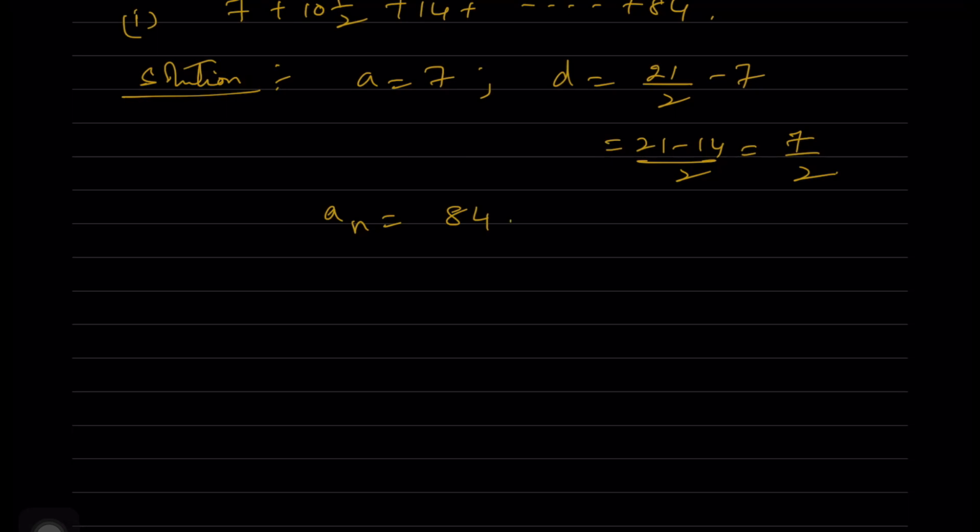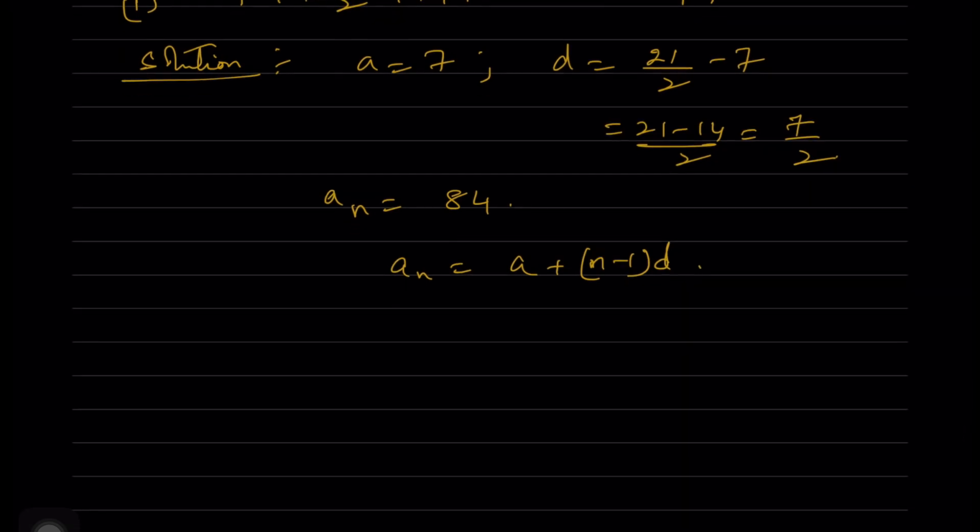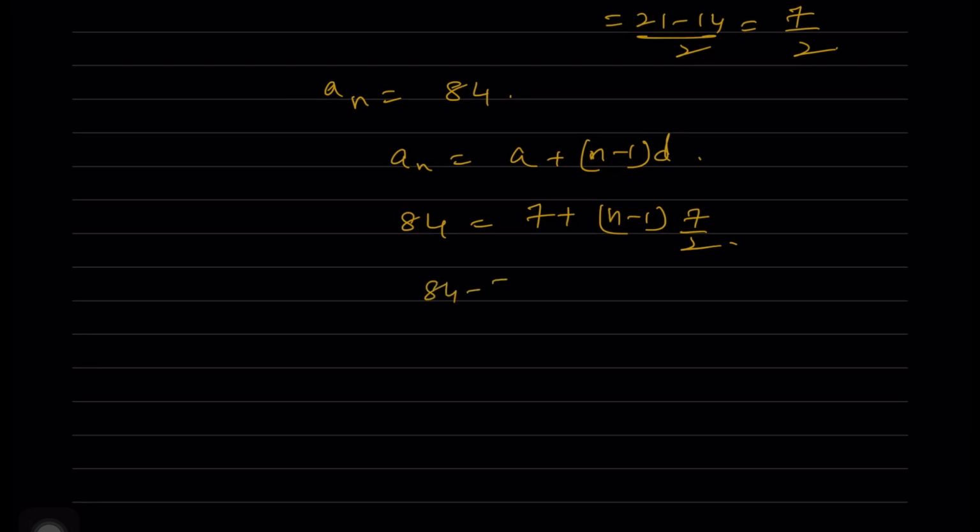So therefore we have to find out what n is over here. So an is equal to a plus (n minus 1) into d. Then we have to find the sum of the given n terms after finding n. So an is 84, which is equal to 7 plus (n minus 1) into 7/2, which implies that 84 minus 7 is equal to (n minus 1) into 7/2.